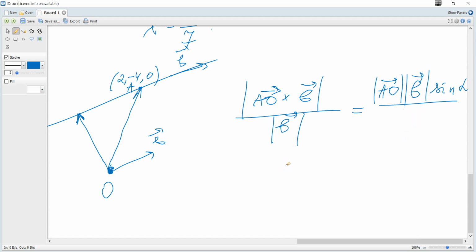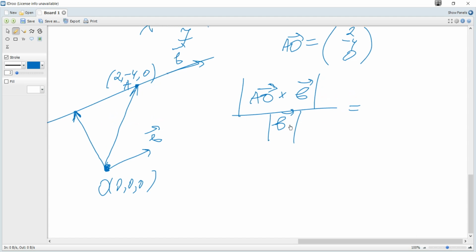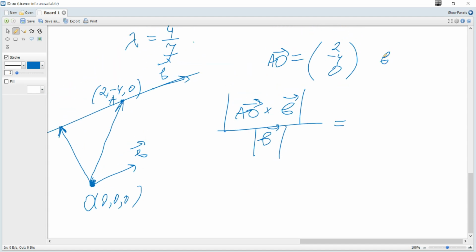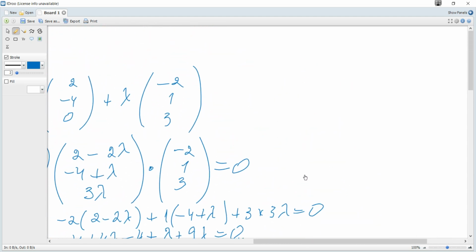So let's check. AO is (2, negative 4, 0), because the origin is (0, 0, 0), and the coordinates of a point are the same because the position vector starts from the origin (0, 0, 0). And vector b is (negative 2, 1, 3).